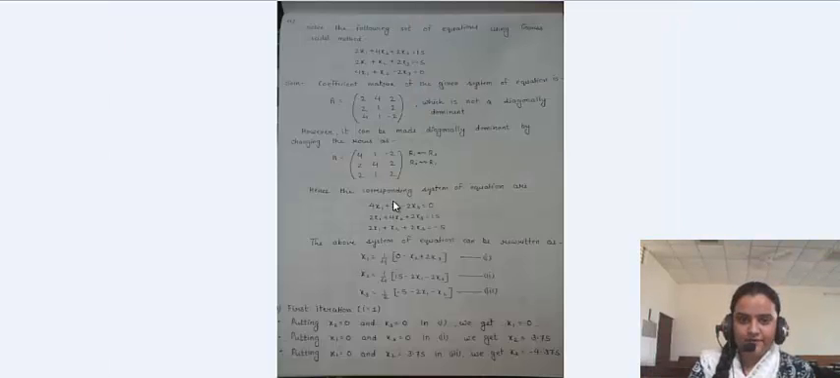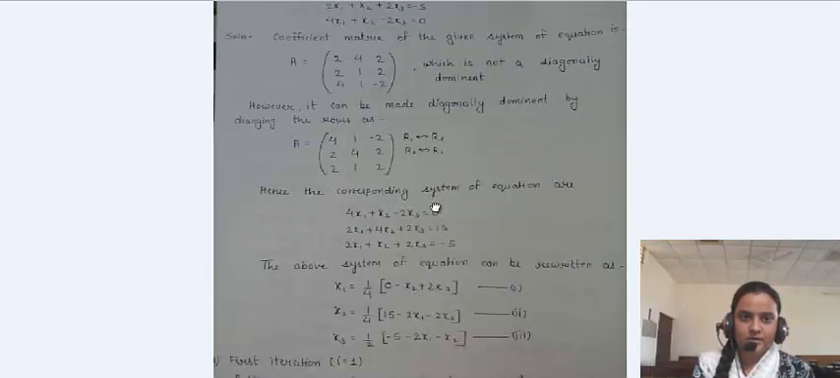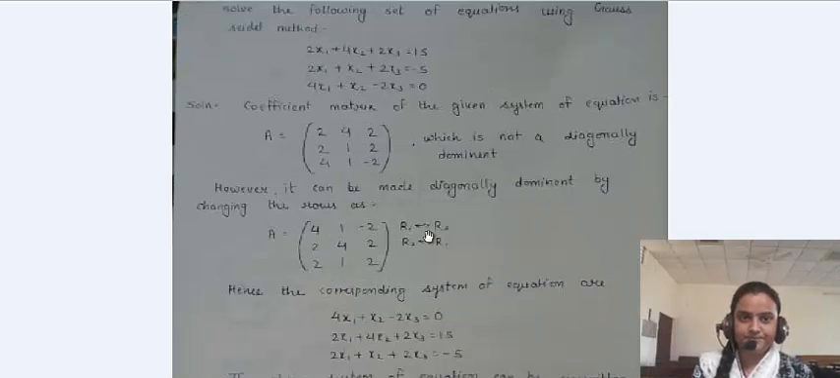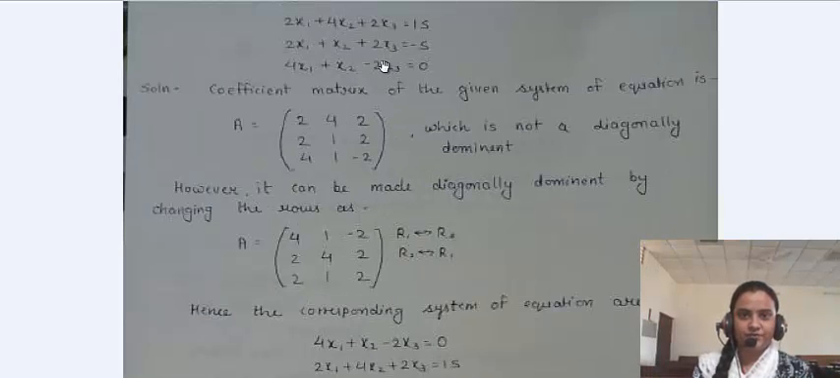Moving on to the next question, we have: solve the following set of equations using the Gauss-Seidel method. Here we have three equations: 2x1 plus 4x2 plus 2x3 is equal to 15, 2x1 plus x2 plus 2x3 is equal to minus 5, 4x1 plus x2 minus 2x3 is equal to 0.